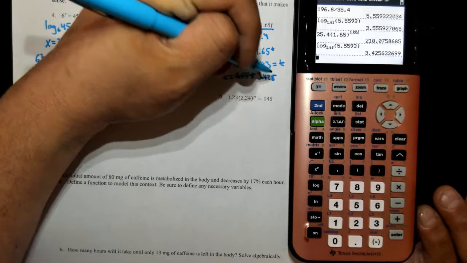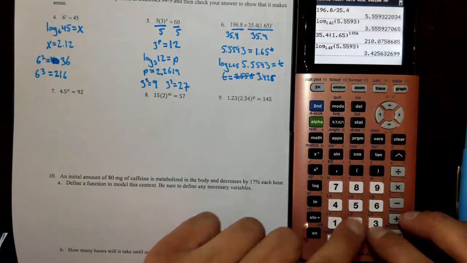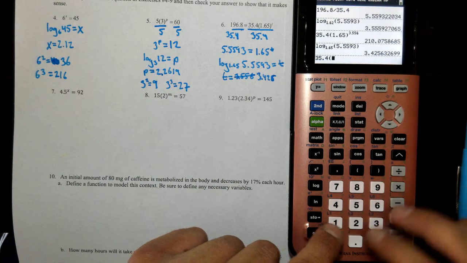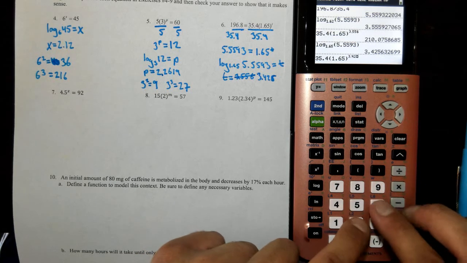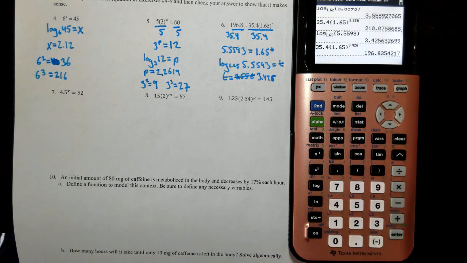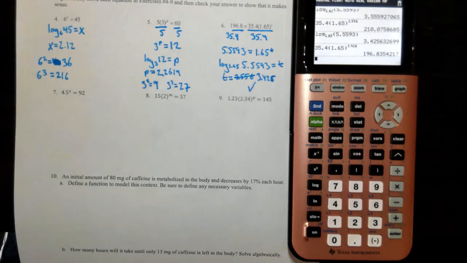3.425 or 26. Okay. Now let's plug that one back into the original one and see what we get. 35.4 times 1.65 to the 3.426. And there we have it. We get very close to 196.8. So we check that one. Awesome.